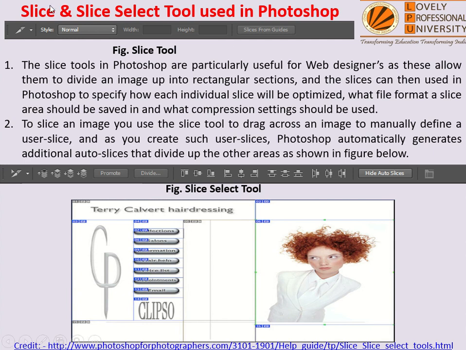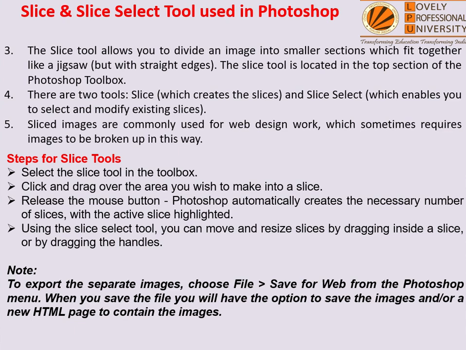So if you go and see over here, I have tried to show you the simple slice tool and another, the select slice tool. Okay, these are the two things. A slice tool allows you to divide the images into smaller sections, as I have already told, with proper straight edges. So there are two types: slice, with which we create slices, and select slice, which enables you to modify the existing slice. So both are very commonly used.